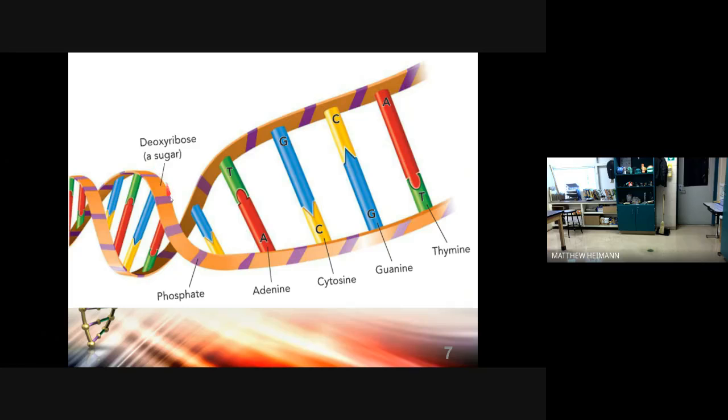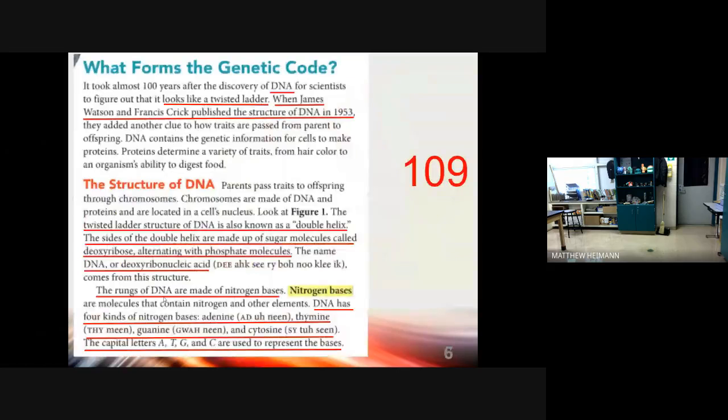Deoxyribose is a sugar. So if your DNA is made of sugar, doesn't that mean that you guys need to eat plenty of sugar to keep you healthy? Yes, I have some. Phosphate. So food that has phosphorus in it is probably important. Nitrogen. Remember they said there was nitrogen bases? So to have food with nitrogen.